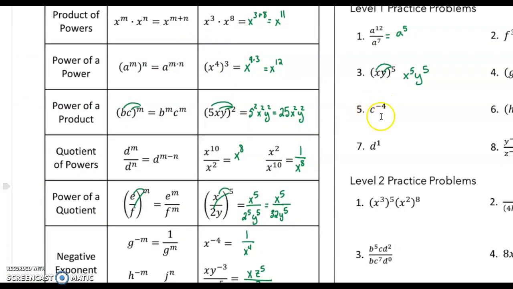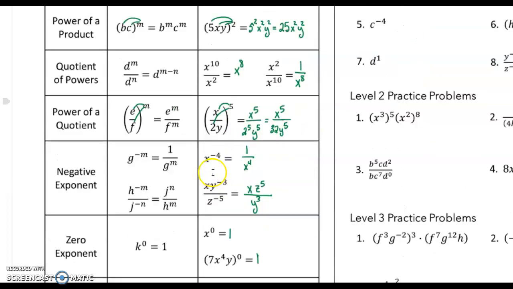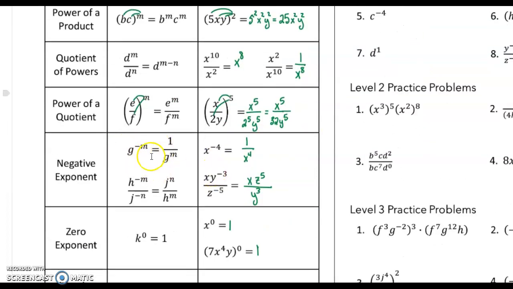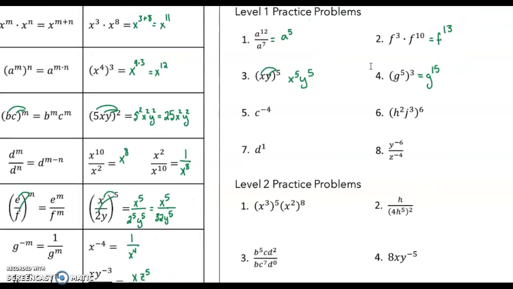On 5, you have a negative exponent. If we look at what a negative exponent does, remember it takes it and it's a reciprocal. So in this case, it moves it to the bottom of a fraction. So c to the negative 4th becomes 1 over c to the 4th. And remember, the negative is now gone because we've now made the move.